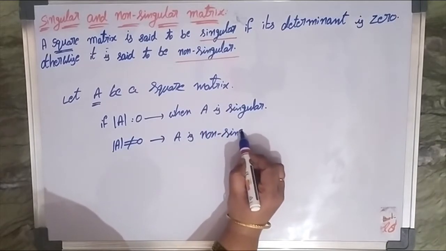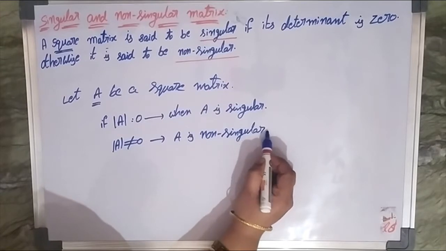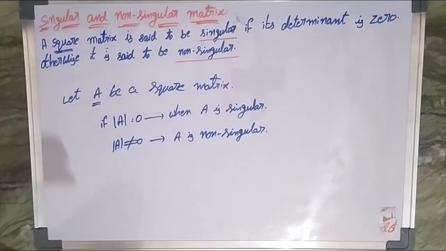If the determinant of a given square matrix is equal to 0, then A is said to be a singular matrix, and if the determinant of a square matrix is not equal to 0, then A is said to be a non-singular matrix.